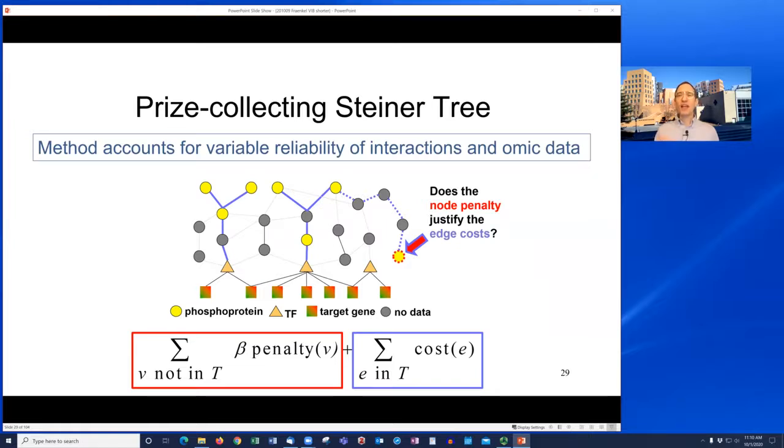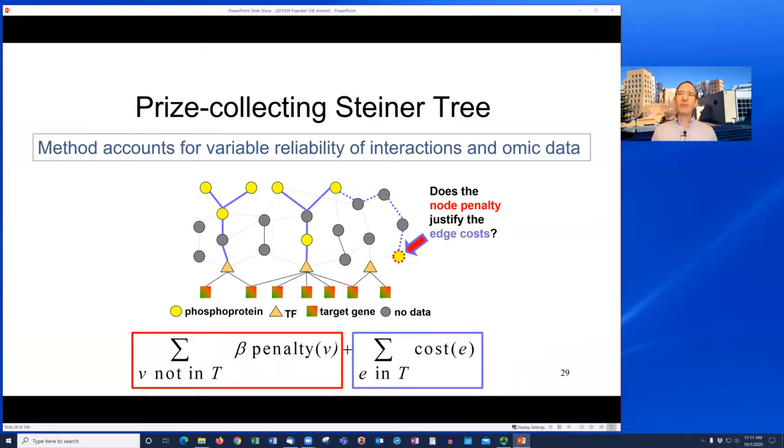But it has to pay for every edge that it's using. And if the edge that it uses to bring that in is unreliable, then it's going to be a high cost for the edge. If the edge is reliable, then the edge is cheap. And so in this case, the algorithm can weigh whether it's worth it to try to capture the prize by including that node on the far right. If the edges are high confidence, then the edge costs are going to be cheap and it's going to be worthwhile. If the edges are unreliable, then the edge costs are going to be expensive and it's not going to be worthwhile to try to collect that prize. So this is the optimization that the algorithm does.